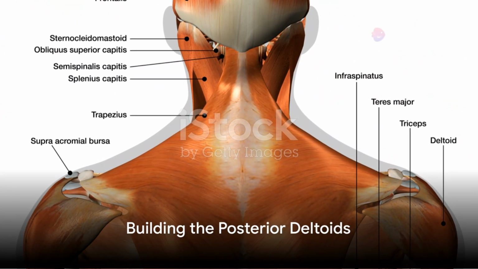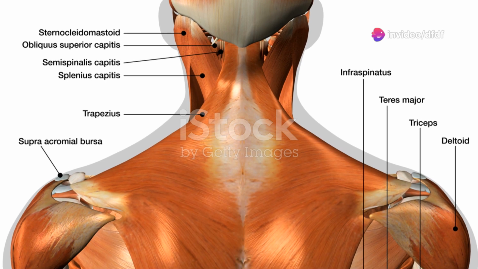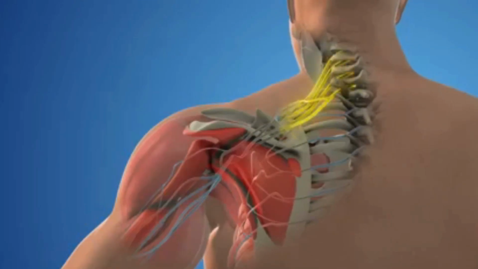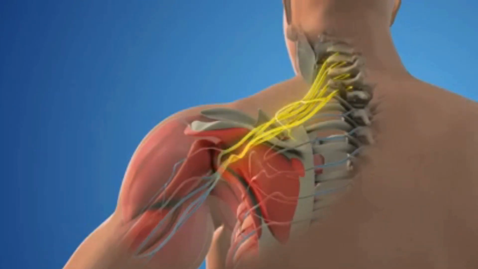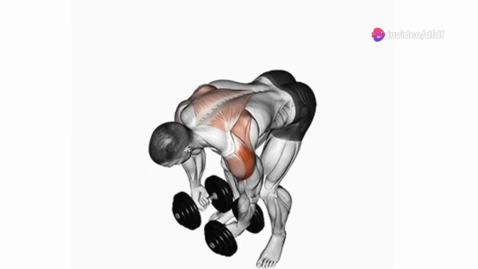Don't neglect the back of your shoulders. To carve out truly three-dimensional delts, the posterior deltoids must not be overlooked. These muscles are pivotal not only for aesthetic balance, but also for proper shoulder function and posture. Let's dive into some effective exercises, starting with reverse flies.